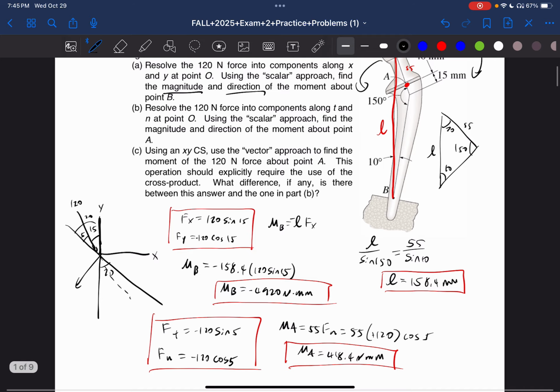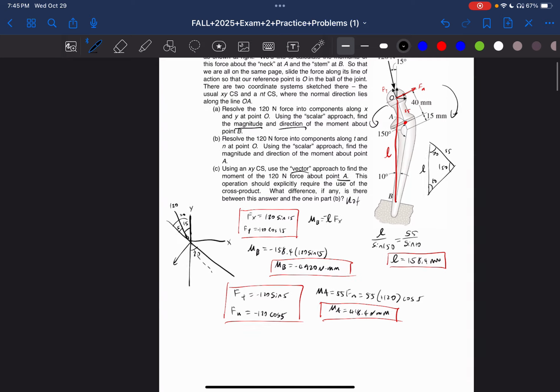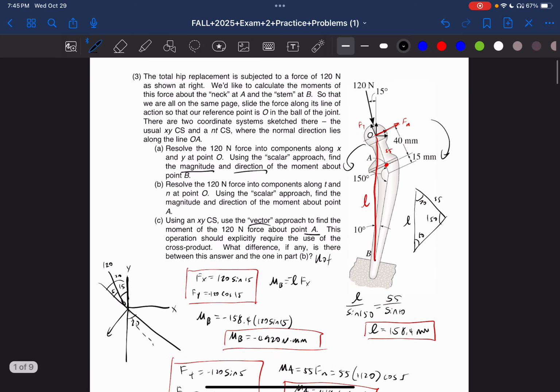Okay, now part C. Using a vector approach, find the force about A. So obviously, this operation should explicitly use cross product. Obviously it says vector approach, so what difference, if any? There's not going to be a difference because moment about A is moment about A. I don't see why there would be any difference.